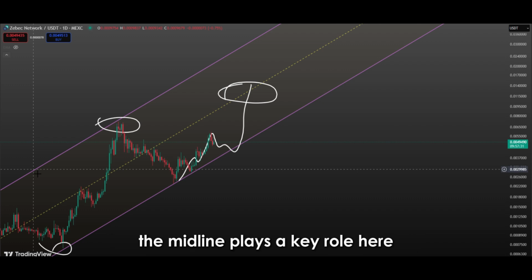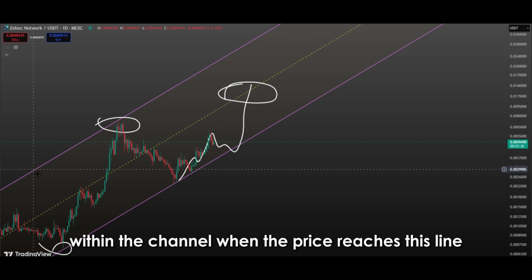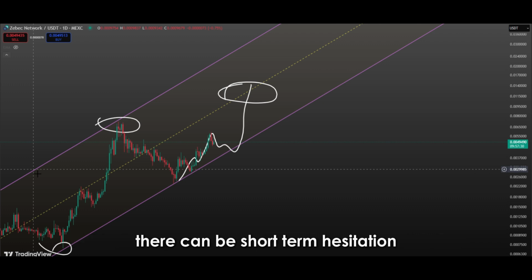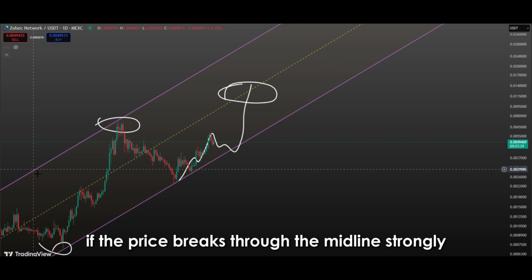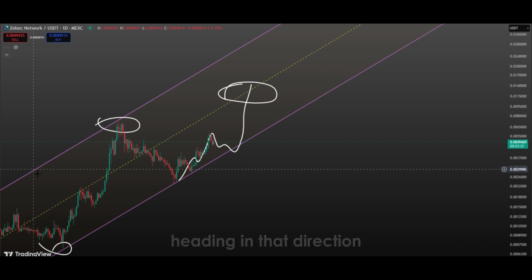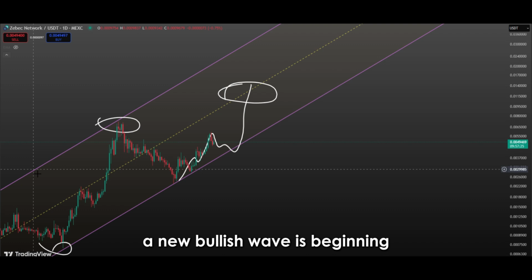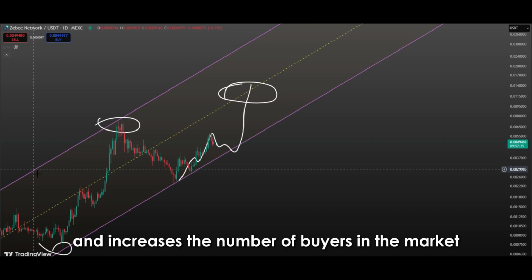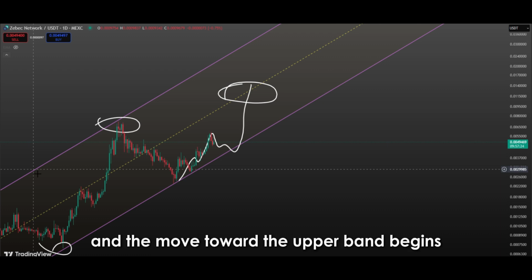The midline plays a key role here. The midline is usually the balance point within the channel. When the price reaches this line, there can be short-term hesitation, indecision, or slight corrections. However, if the price breaks through the midline strongly, it opens up the space toward the upper band and significantly increases the likelihood of the price heading in that direction. Breaking above the midline is often considered a critical breakout point where upward momentum will accelerate. This breakout sends a message to investors that a new bullish wave is beginning and increases the number of buyers in the market. As a result, the price action gains speed and the move toward the upper band begins.